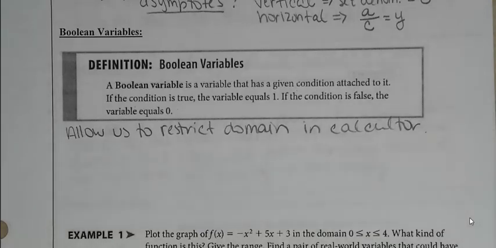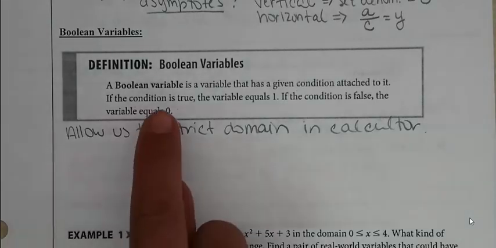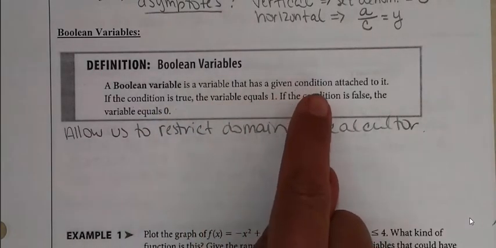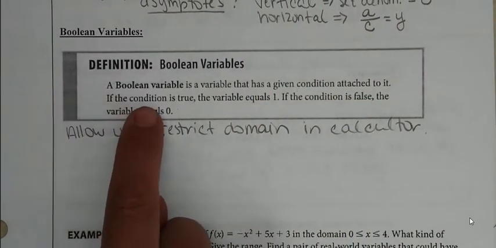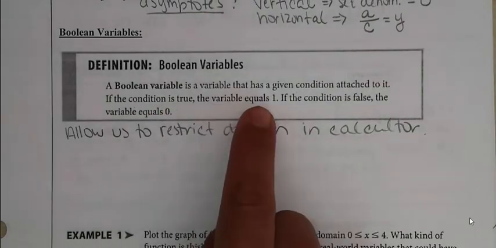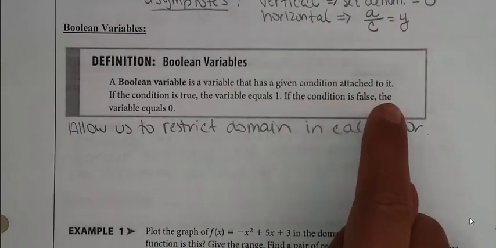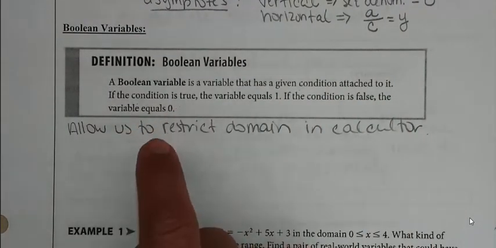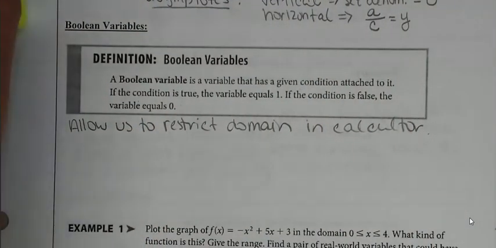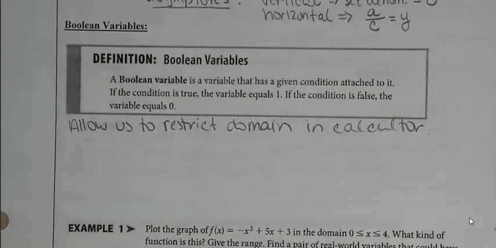Now, Boolean variables are used in computer science. That's how our computers actually communicate. So a Boolean variable is a variable that has a given condition attached to it. If the condition is true, the variable equals 1. That's a true statement. It turns on. If the condition is false, the variable equals 0. So that's a false statement. It turns off. And that's basically how our computers communicate, using zeros and ones, or Boolean variables.